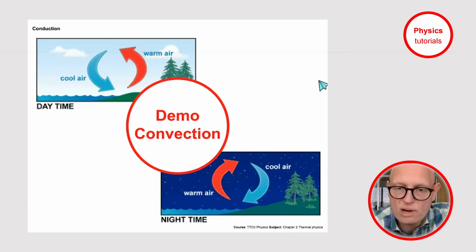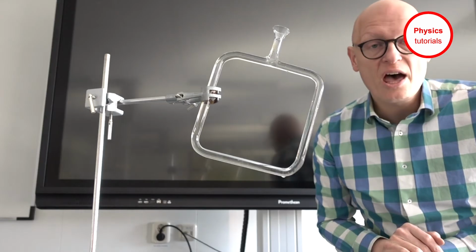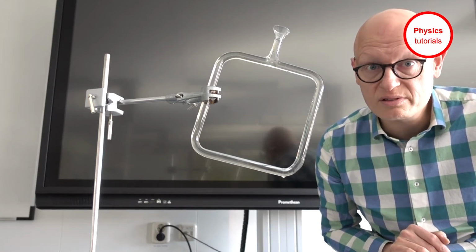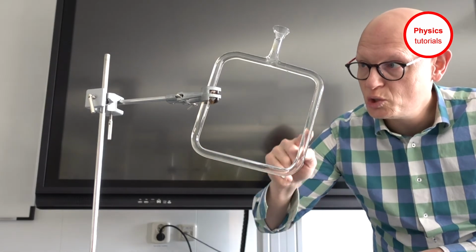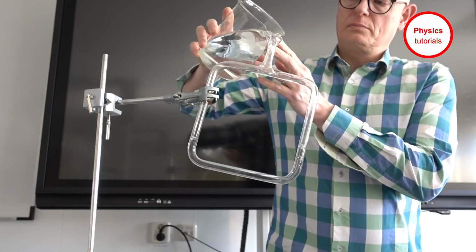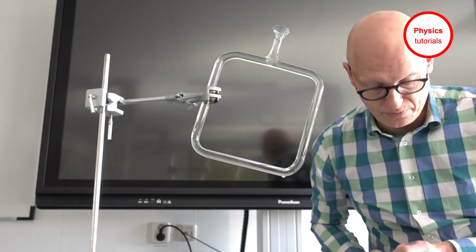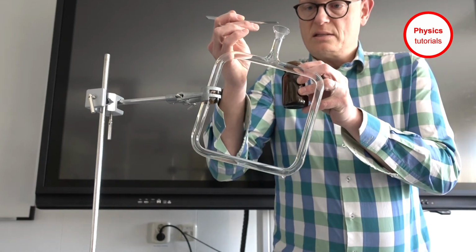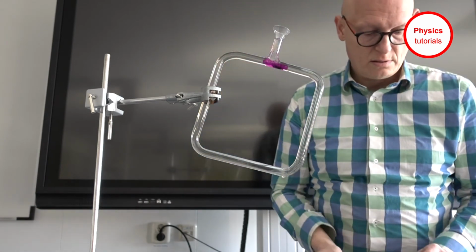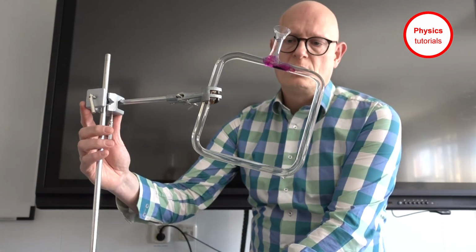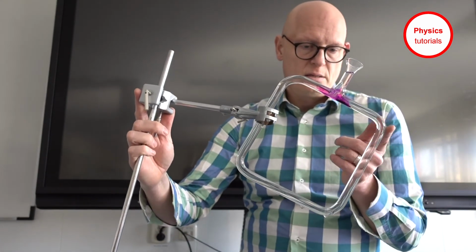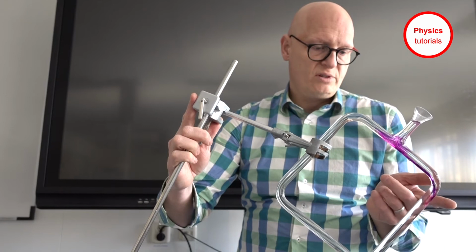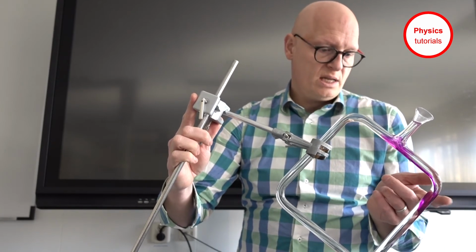Now I'm going to demonstrate convection. Another mechanism of heat transfer is convection. And I'm going to show you this phenomenon with the help of this tube, which is filled up with water. Also, I'm going to add some color so that you can see the effects. And because this is a solid coloring powder, I can make sure that it will fall into one end of the tube only.